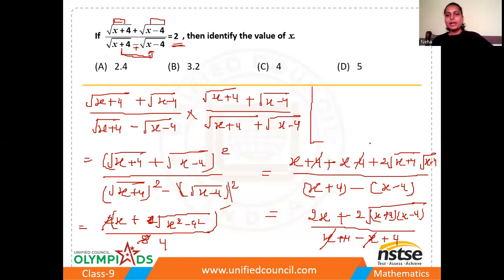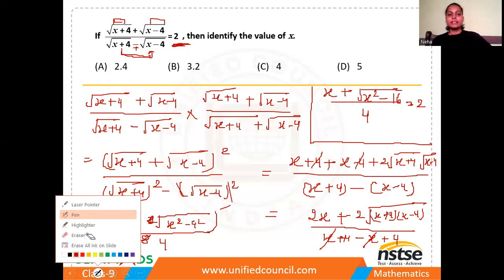Okay? Now my last term is x plus the square root of x square minus 4 square, which I can write as 16. Correct? And in the denominator we have 4, and this is equal to, now I am writing here. Okay? Alright, so basically you can use these tricks to save time in your exam, right?